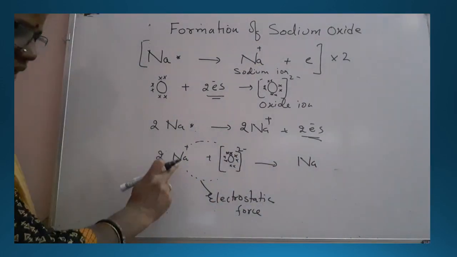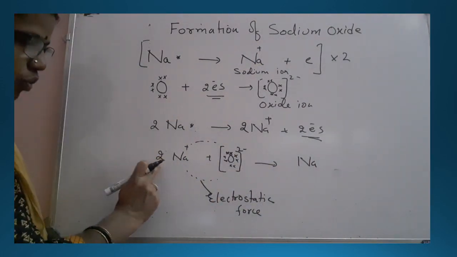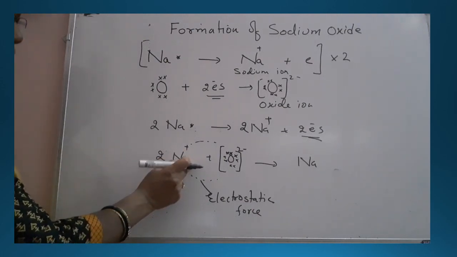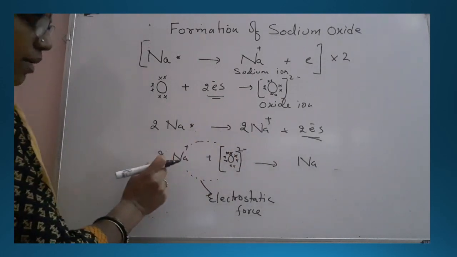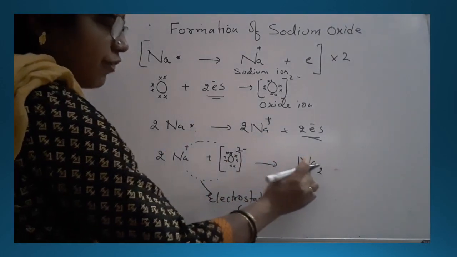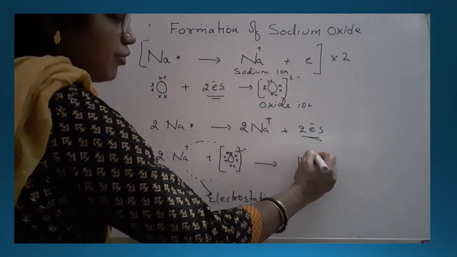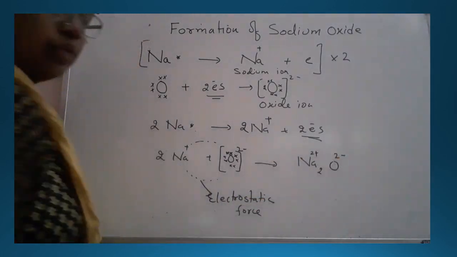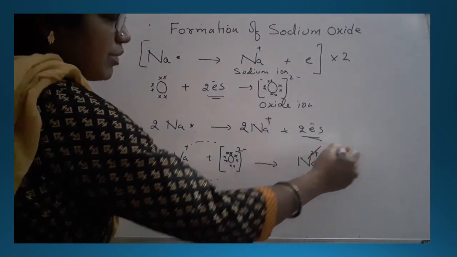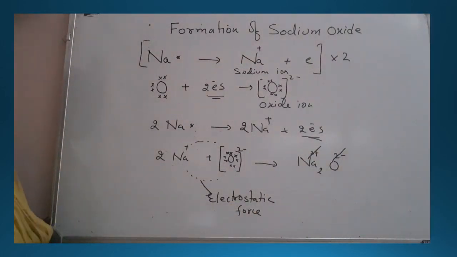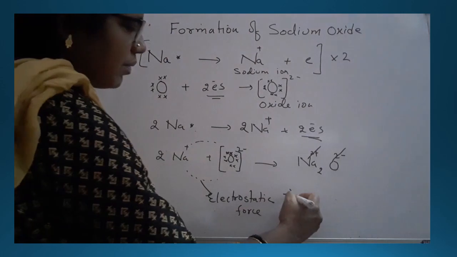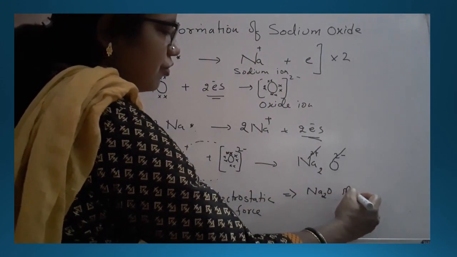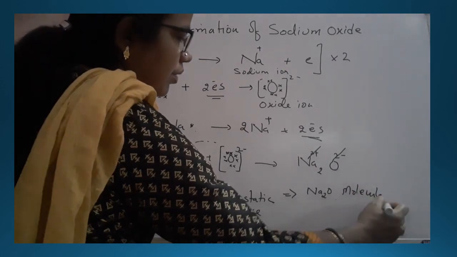Here once again, when you write 2 sodium ions, you can give 1 positive charge because 1 sodium atom can lose only 1 electron. But when you write 2 here, for 2 sodium ions, you can give 2 positive charges and 1 oxygen atom 2 negative charges. So this 2 positive charge gets cancelled by 2 negative charges and hence the molecule formed will be Na2O, that is a neutral molecule.